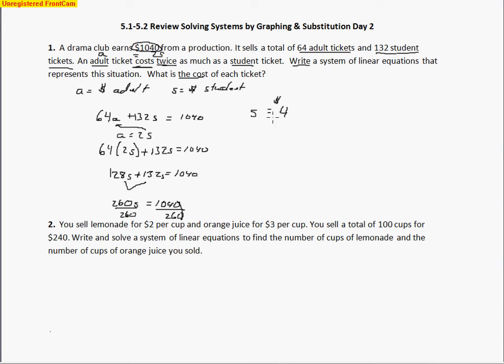So now we know the cost of a student ticket. To find the cost of an adult ticket, you just double that, because that's what it says. Adult tickets cost twice the cost of a student ticket. So $8 for the adult ticket. So adult ticket equals $8, and the student ticket is $4.